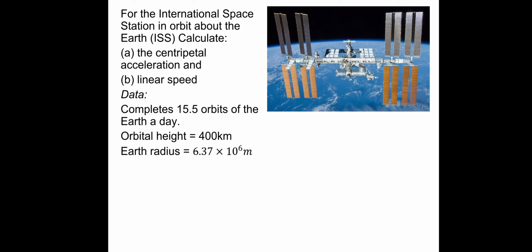So, let's have a go at this one. Just pause it, and then I'll take you through it. For the International Space Station, the ISS, in orbit around the Earth, calculate the centripetal acceleration and the linear speed. Data that's given: it completes 15.5 orbits of the Earth every day, it has an orbital height of 400 kilometers, and the Earth's radius is 6.37 times 10 to the 6 meters.